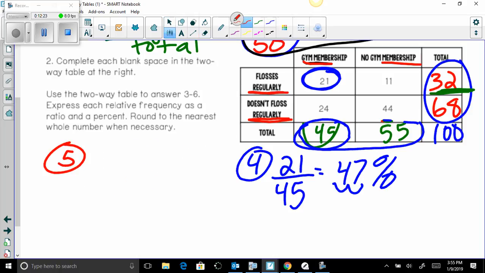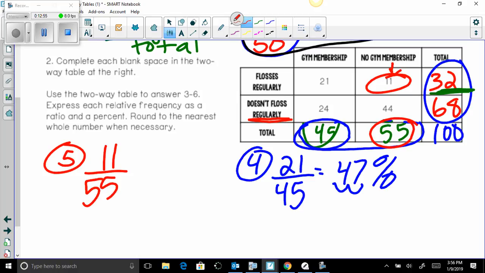Number 5. Of the people who do not own a gym membership, what is the relative frequency of people who floss regularly? So I want the people who don't own a gym membership and floss regularly. Well, no gym membership is here and floss regularly is here. So 11 people. Out of how many? How many people don't own a gym membership? That would be 55. So 11 out of 55. If I use my calculator to divide, I would get 0.20, which, move it over, is 20%.